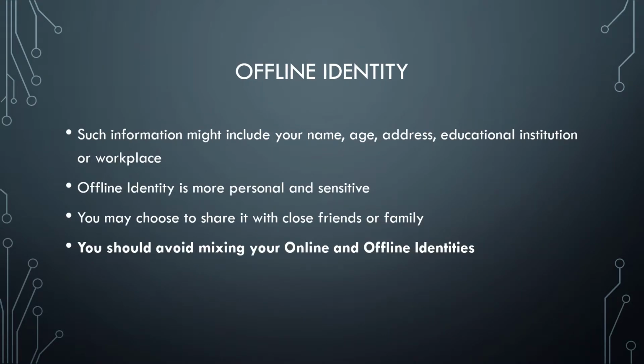Moving on to offline identity, such information might include your name, age, address, educational institution or workplace, so it's more personalized and more sensitive. You may choose to share it with close friends or family, and you should avoid mixing your online and offline identity. So it's common sense and obviously a big red flag to share any of this information online.